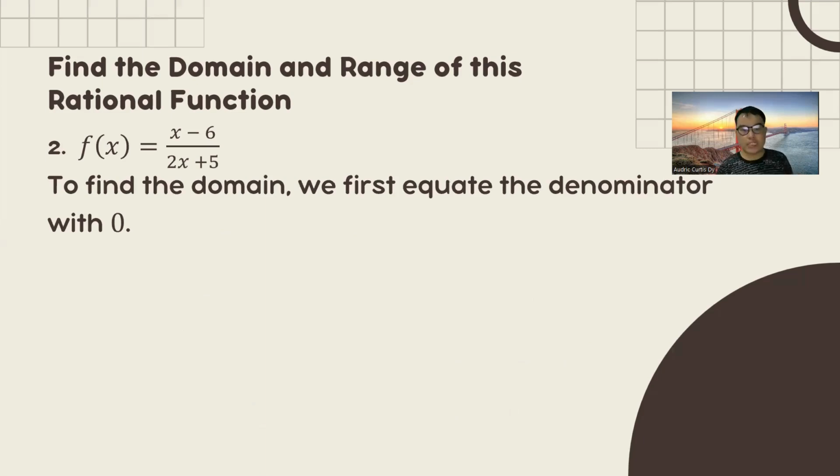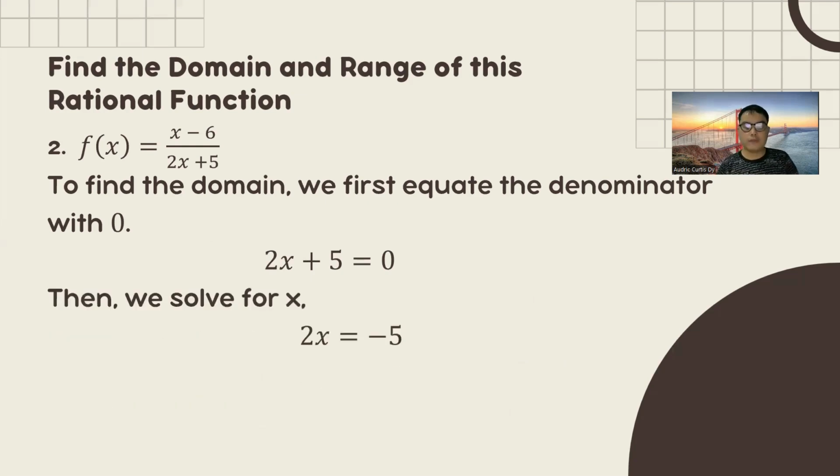For the second example, we're going to do the same steps. We equate the denominator 2x plus 5 equals 0. Then we solve for x. As we see, 5 is transferred to the right side, which is negative 5. Then x is equal to negative 5 over 2, because we divide both sides by 2.